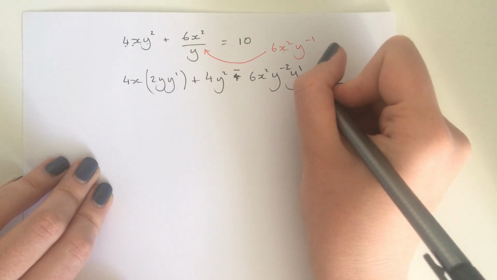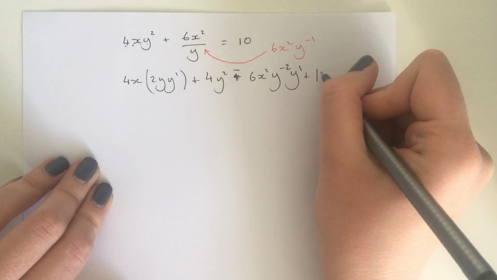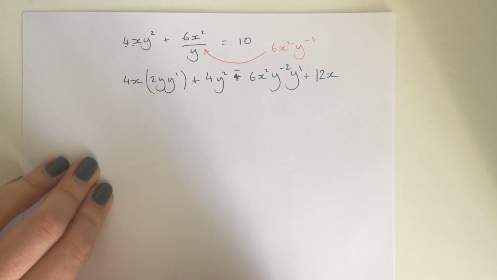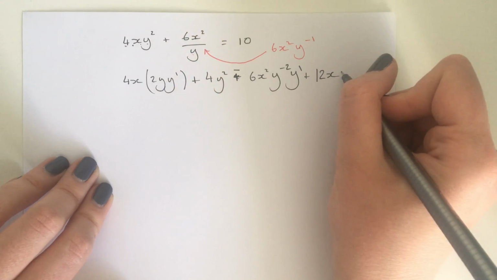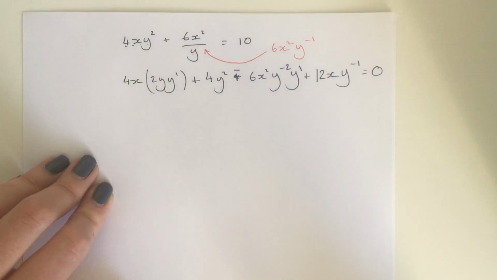And then lastly, plus differentiate this thing here, which is going to be 12x, and then leave this thing as it is. So y to the minus 1 is equal, and then the derivative of 10 is 0.